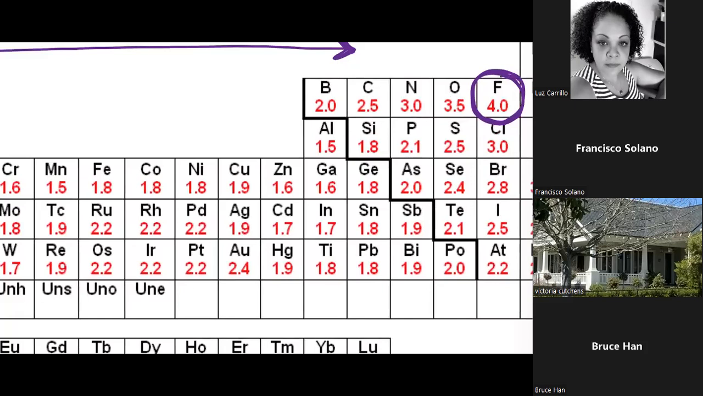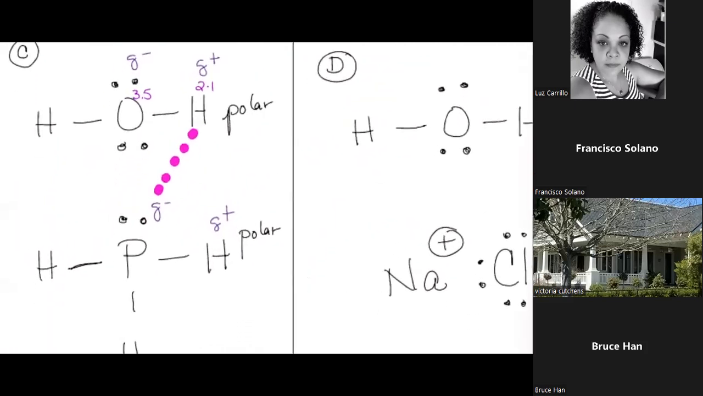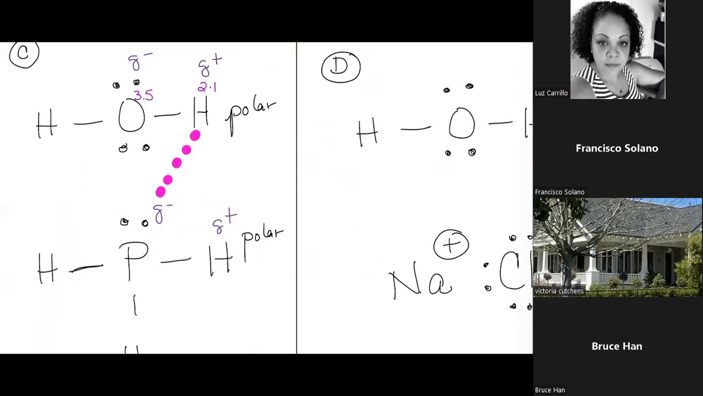So let me go back to the example. Since oxygen has an electronegativity value of 3.5, that's why we put a delta minus. In the case of hydrogen, it has a value of 2.1. That's why it gets the delta plus.